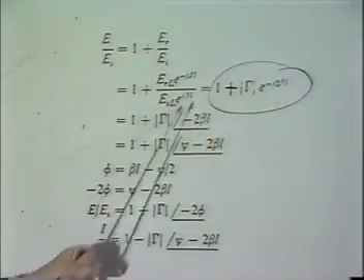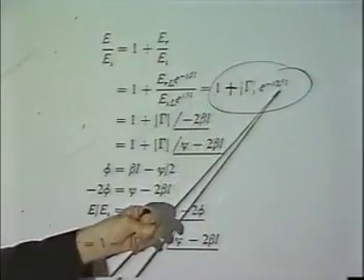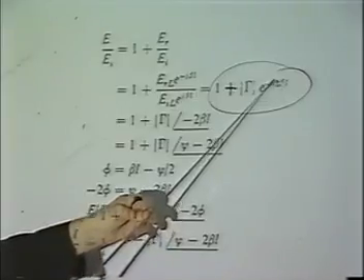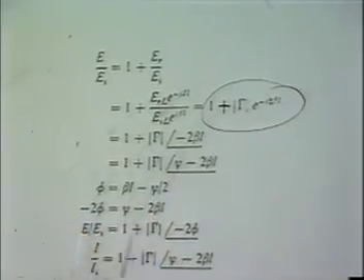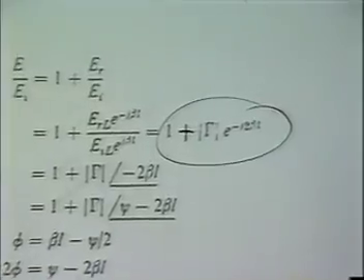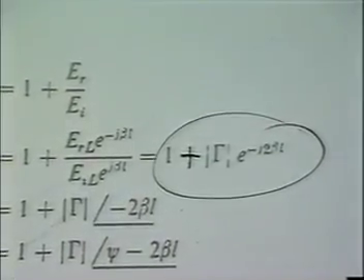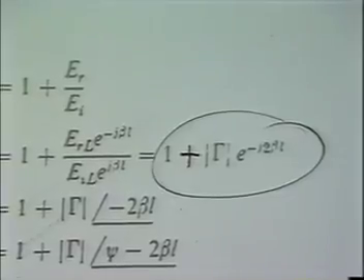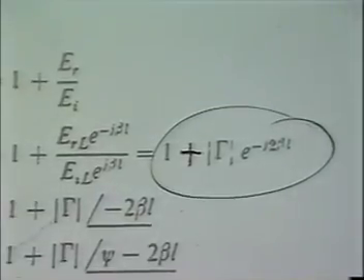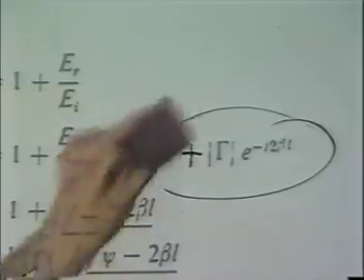This you should be familiar with: 1 plus gamma at an angle of minus 2 j beta L. All it tells you is that gamma is a rotating vector on top of an E incident, rotating at twice the speed, so that everything on the chart represents precisely what's happening on the transmission line.